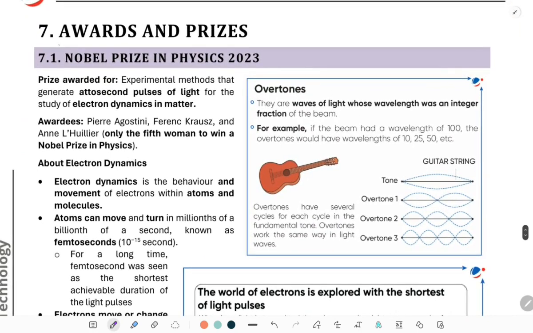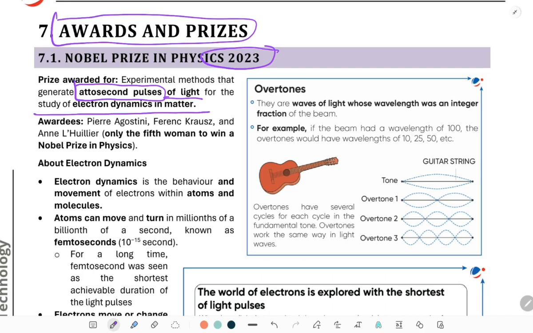Next we'll see the topic awards and prizes which were recently in the news. Nobel Prize in Physics 2023. The prize was awarded for the experimental methods that generate attosecond pulses of light for the study of electron dynamics in matter. Awardees: Pierre Agostini, Ferenc Krausz, and Anne L'Huillier.